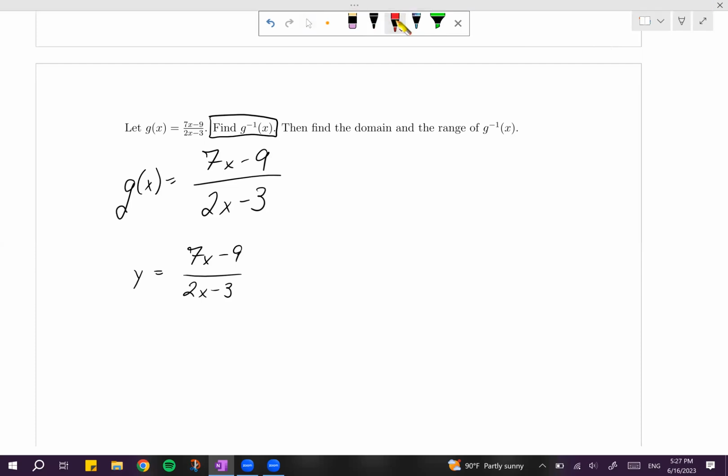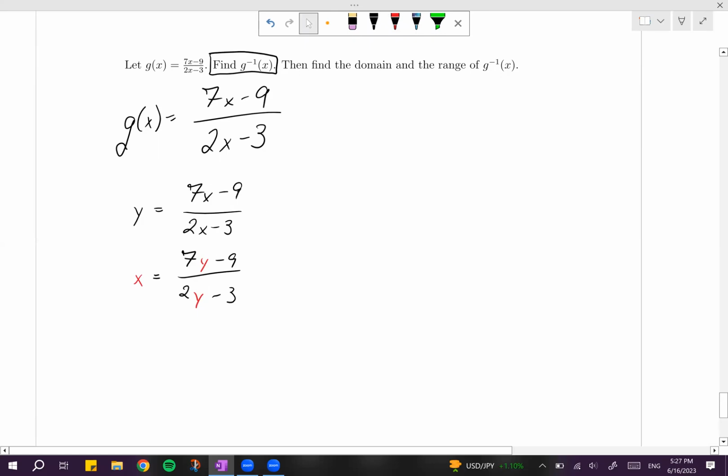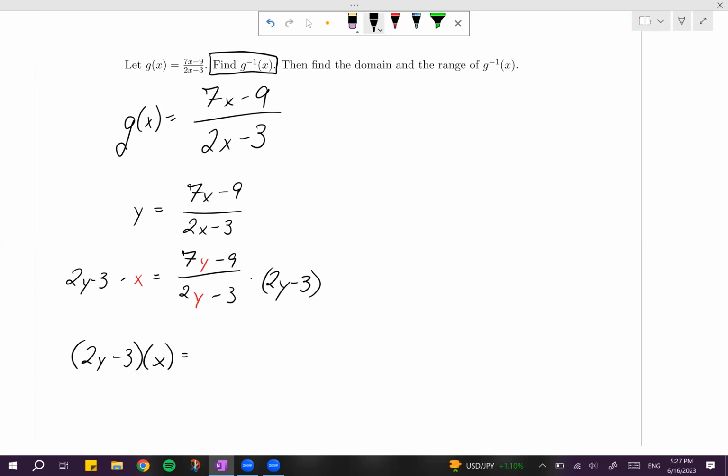All right, and then I'm going to get my inverse function. I'm going to swap my x and my y's, and I'm going to get x is equal to 7y minus 9 over 2y minus 3. All right. And now I'm going to try and solve for y in terms of x. So I'm going to multiply by 2y minus 3 on both sides. And I'm going to get 2y minus 3 times x equals 7y minus 9.